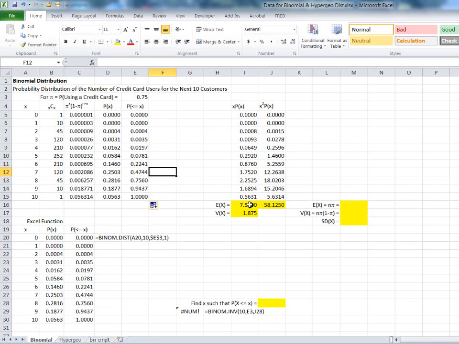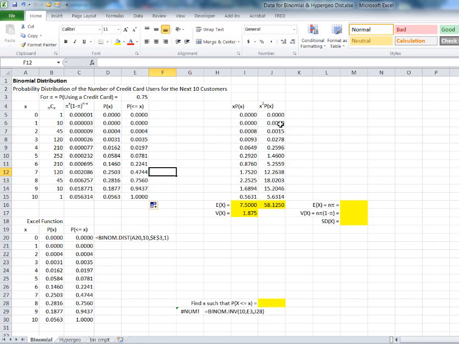So that's our mean. That's our average number of individuals out of a group of 10 that would use a credit card. Now the expected number, so if you just had one group of 10, you would expect probably 8, because that's got the highest probability. That would be our mode there. But over many groups of 10, the average would be 7.5, if this is true here.